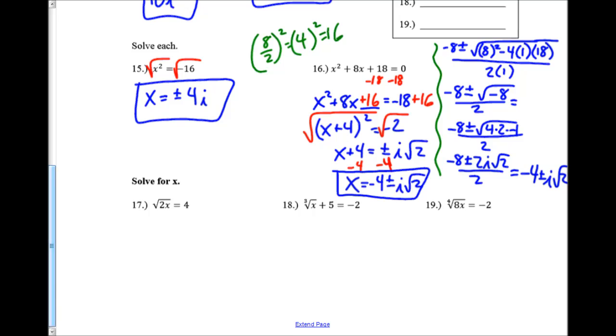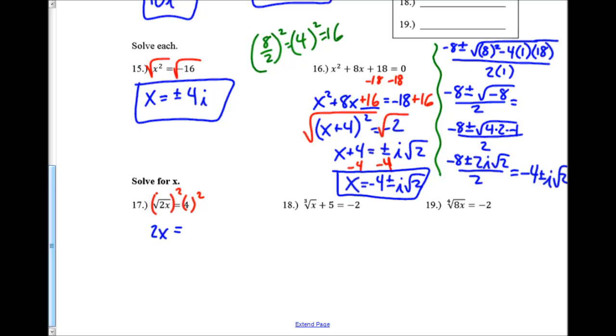If I look at these, when I'm solving a radical equation, I have to undo roots by using exponents. So for this one, I've got the square root. To undo the square root, I have to square each side. I've got to raise each side to the second power. What happens is the root and the exponent cancel each other out, so I'm left with a 2x.